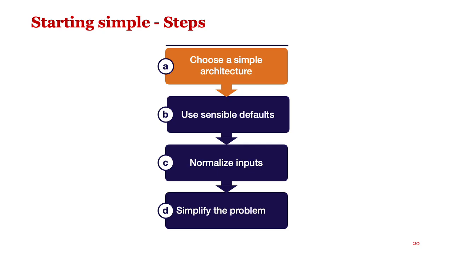In the Start Simple section of the process, there are 4 steps. First of all, you need to start by choosing a simple architecture, use very sensible defaults, make sure your data is normalized, and you need to make sure your problem is simple enough so that these initial tests can give you results that you can trust.